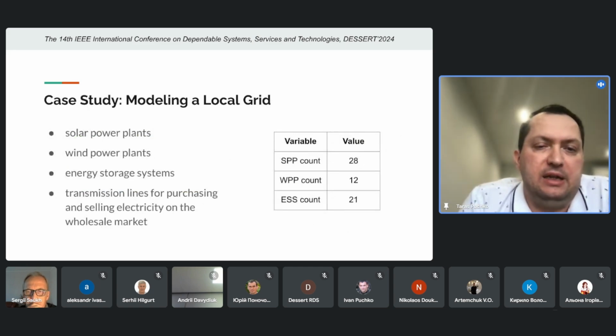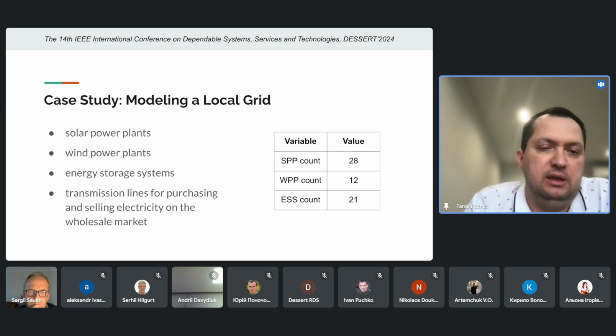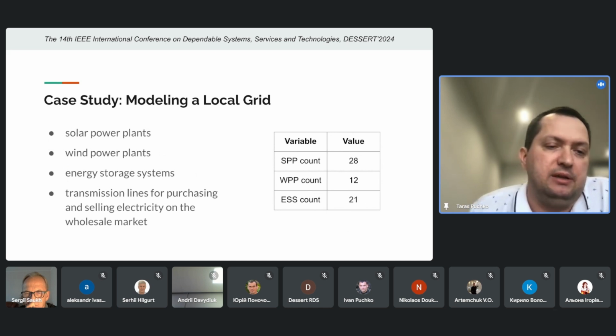In our case study, we modeled a local grid with solar power plants, wind power plants, and energy storage systems over a 5-year forecast period using the mathematical model demonstrated earlier. Additionally, the system allowed for electricity to be bought or sold on the wholesale market. After solving the generation capacity optimization problem, the results presented in this and the previous slides were obtained.